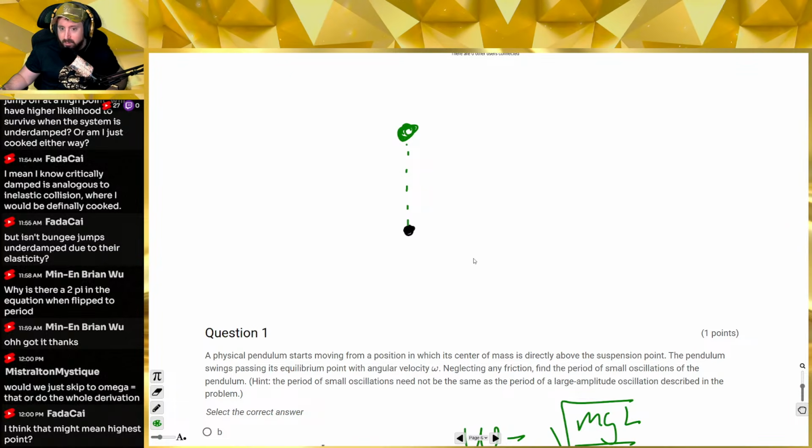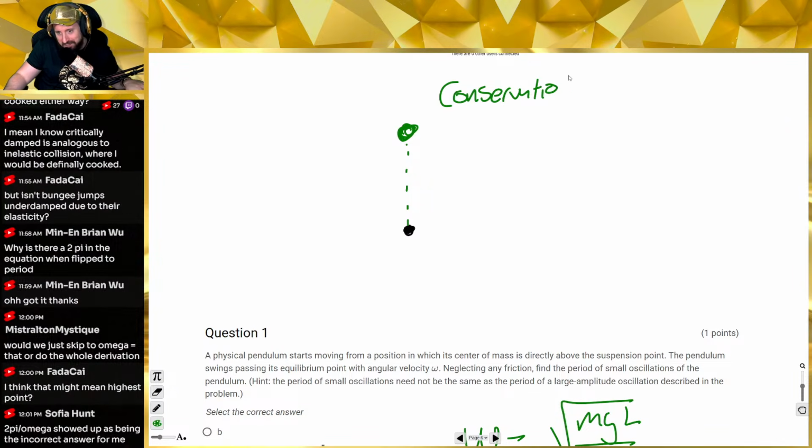Yeah. Okay. So yeah, we got to do conservation of energy. This is mean. I don't like this question. I apologize. I saw this one and thought it was easy, and then I actually read it and I'm like, oh man, no. Okay, let's see.